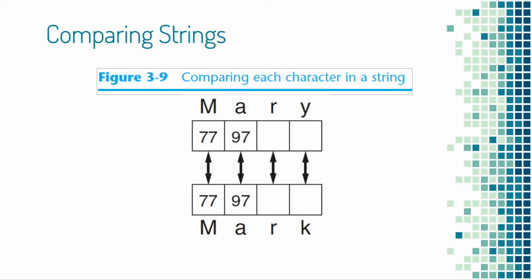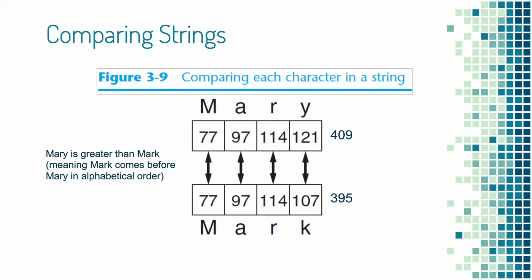We go to the next letter. We have 97 and 97. We have 114 and 114. But when we get here, you'll see K has a lower value than Y, which means the totals for each of them is this. And now because Mary is greater than Mark, that means Mark comes before Mary in alphabetical order.